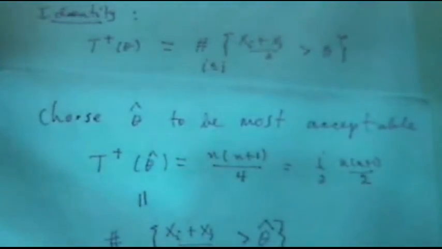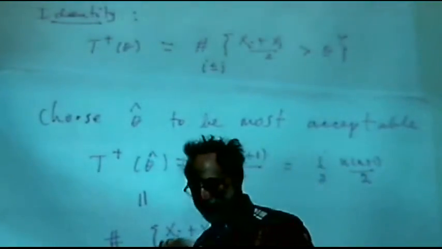There are n times n plus 1 over 2 Walsh averages. And I want to pick theta hat so half the Walsh averages exceed theta hat. It's half, it's 1/2 n times n plus 1 over 2. The answer is what? It's not the mean, it's the median. Just take the median of the Walsh averages, and half the Walsh averages will exceed it, and half will be under. It works.